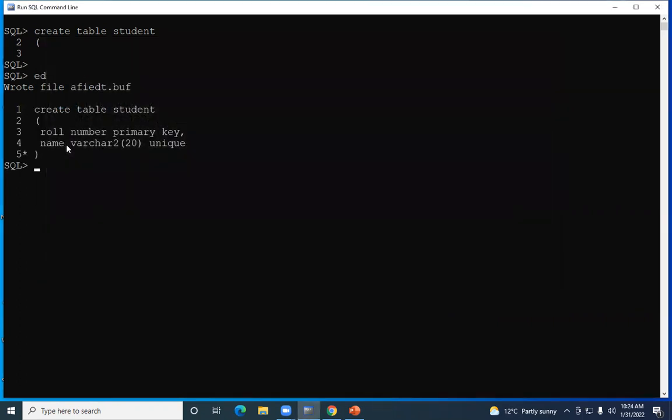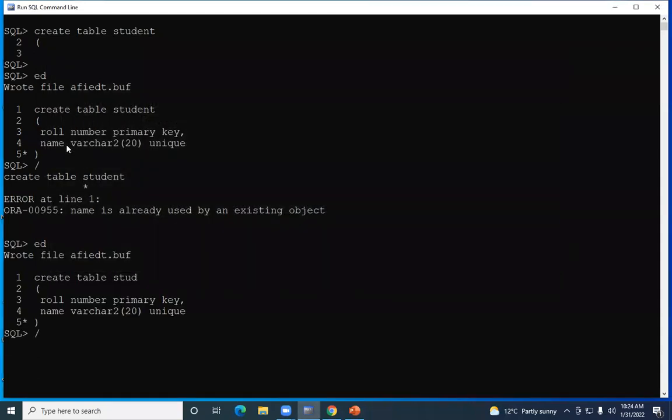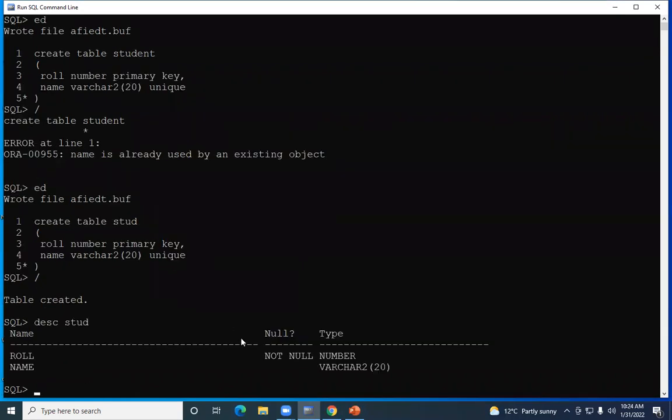So let's have a look here. To run this, simply press a slash here. So this table is already created. Okay, fine. Let's change the name. Add again. Say I can use this name. So the table is created. You can see now this table. I'm describing it. You can see here this not null now. This means that this is the primary key constraint that you have put.